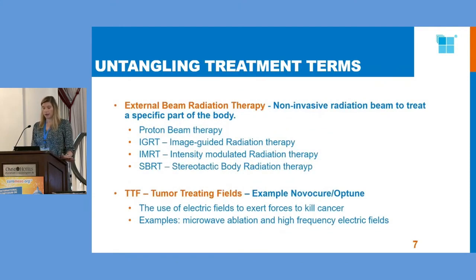Another way that we can target cancer is through radiation. So external beam radiation therapy is a non-invasive radiation beam that focuses specifically on one part of the body. This can be given in multiple different ways. There's photons, there's protons, there's a whole slew of things above my pay grade. But there's also IGRT, which is image-guided radiation therapy. There's IMRT, intensity modulated radiation therapy, and SBRT, stereotactic body radiation. And clearly I spelled therapy wrong there. Sorry about that.